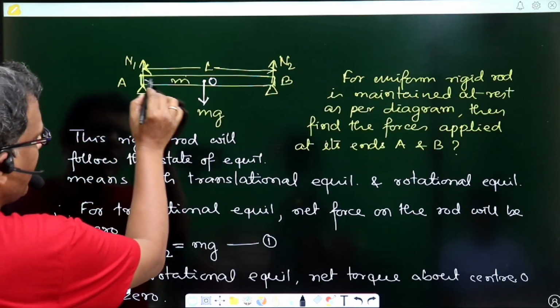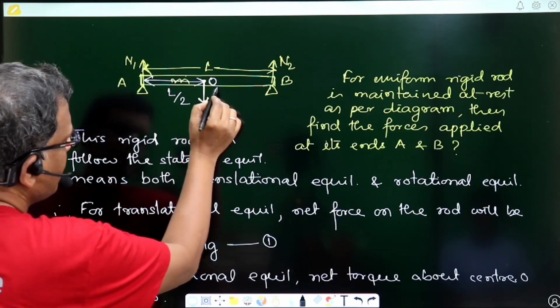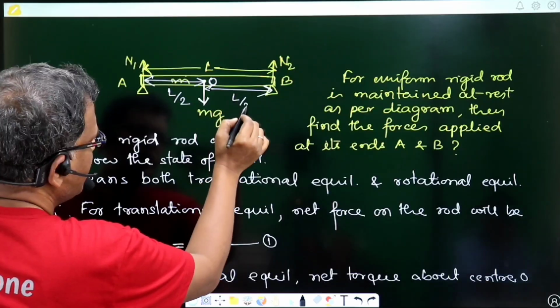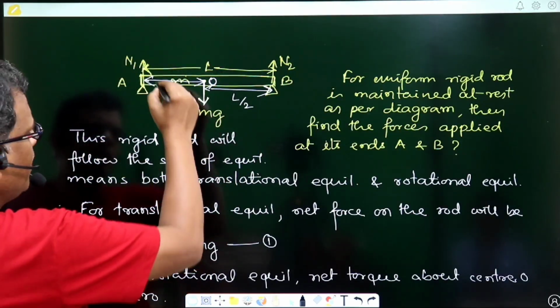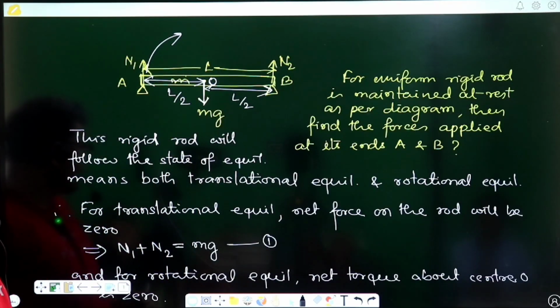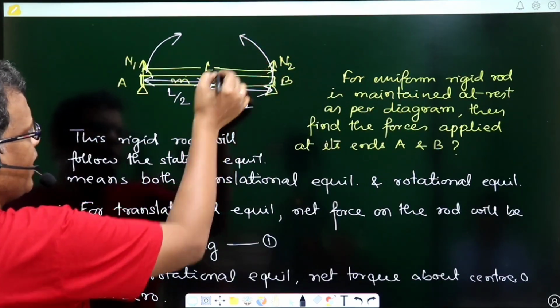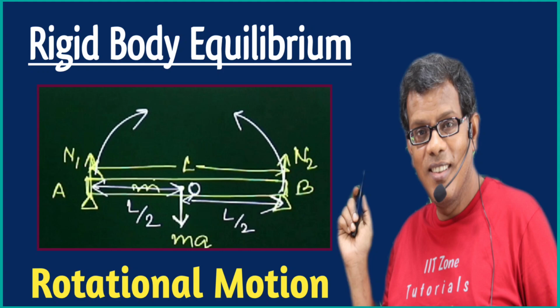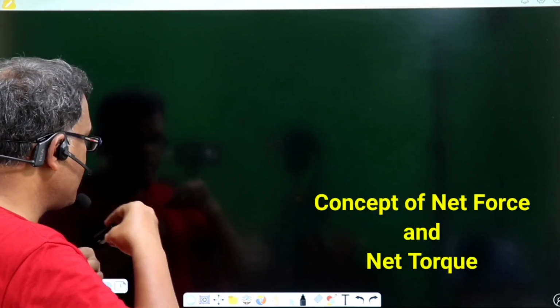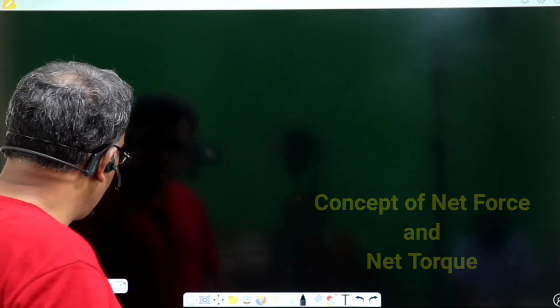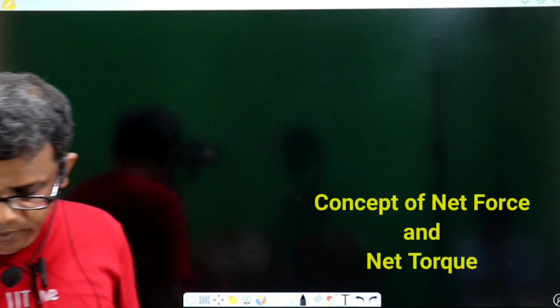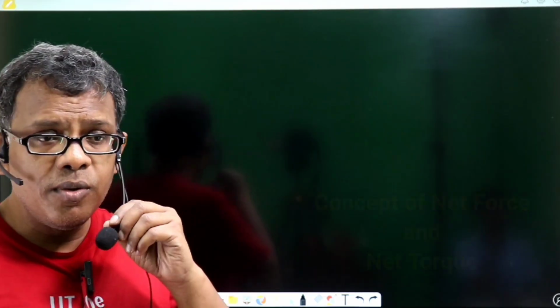But the other two forces, N1 is L by 2 distance apart and N2 is also L by 2 distance apart. So about O, if you see the right hand thumb rule, N1 will give clockwise rotation and N2 will give anti-clockwise rotation about the point O. For translational equilibrium, net linear force is 0, and for rotational equilibrium, net torque is 0. Is that clear? Yes or no?